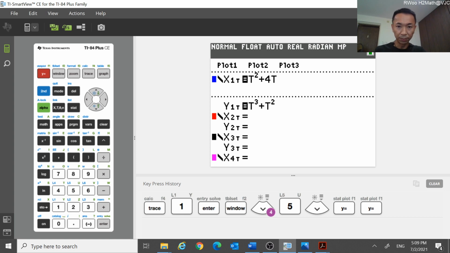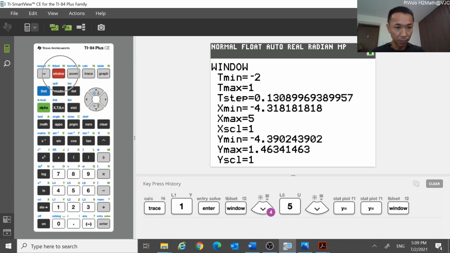You go to y equals, I've entered the equation exactly. Slow down. If you need to pause the video, please go ahead and pause the video and then play with your GC. Make sure you really play with your GC. Then you go to window. The window settings are such that you tell the GC that T minimum is -2, T maximum is 1, because t ranges from -2 to 1. Then you go to graph.